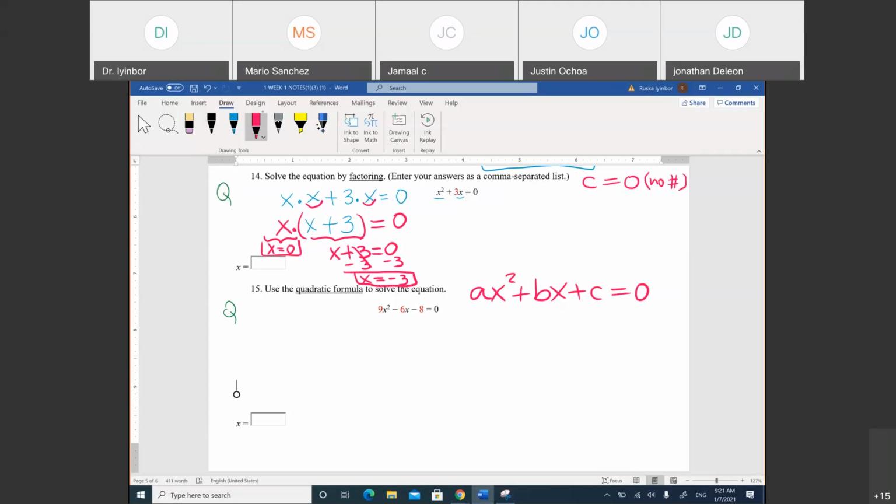Okay, so the answer for number 14 is 0 and negative 3. And you just put in the box the 2 numbers with a comma: 0, comma, negative 3. That's how you enter your answers. Okay? Any questions? Everybody understand that? So this is the factoring method. You pull out 1x, write down what is left, and then set each of the factors equal to 0. Okay? Questions now?